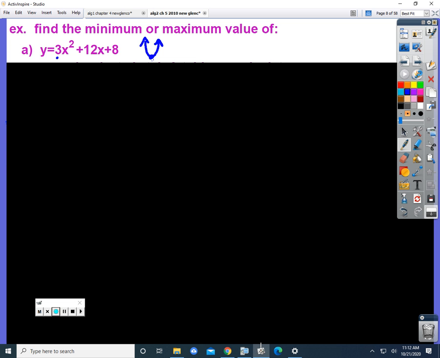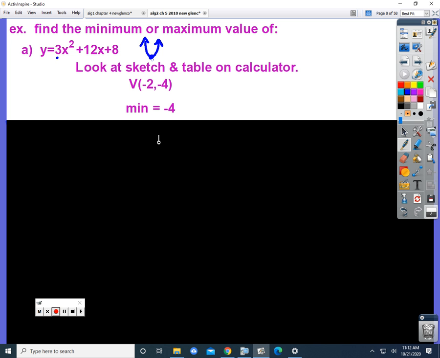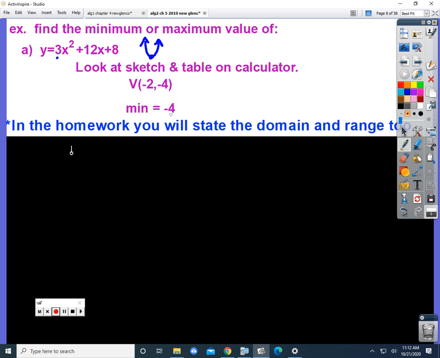So let's go back and write that down. So vertex, notice I labeled it with a V, and then the answer to the question is where's the min, and the min is your y value. So it would be your -4. So let's do another one.